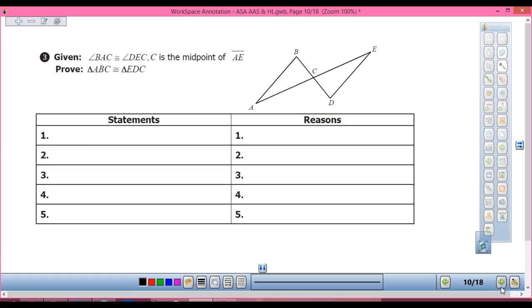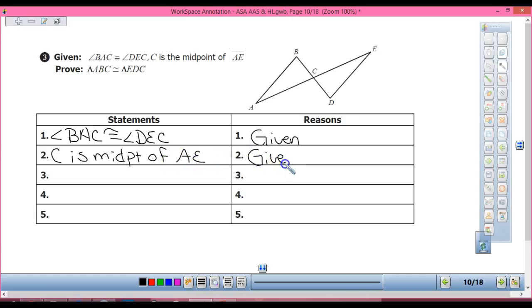All right, so we have angle BAC is congruent to angle DEC. How is this given? C is the midpoint of AE, as it's given, and I'm going to just go ahead and write triangle ABC congruent to triangle EDC, but I don't know why yet. Okay, I've only got five blanks to fill up. Doesn't that feel a little bit better? If I fill everything out, and I'm like, ooh, I'm like halfway done right now. All right.